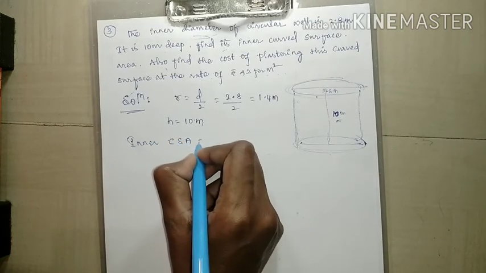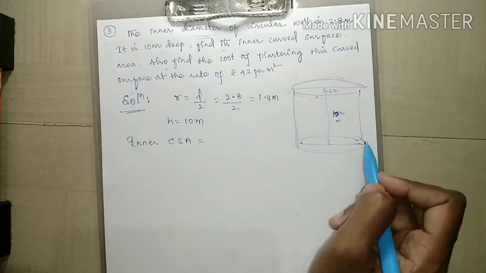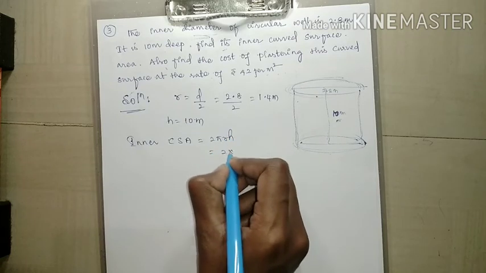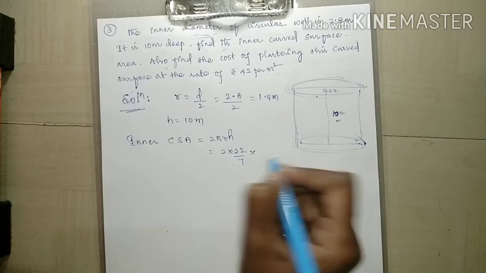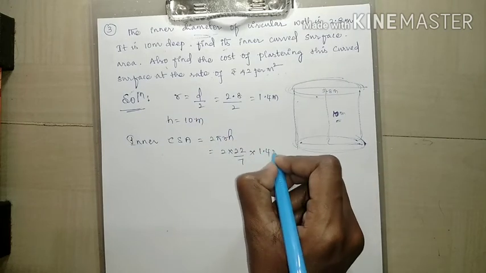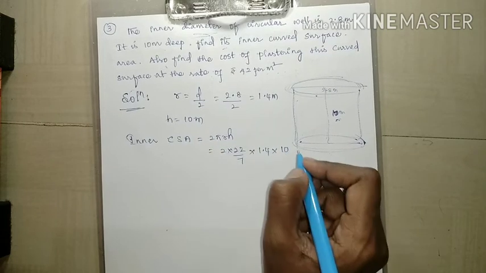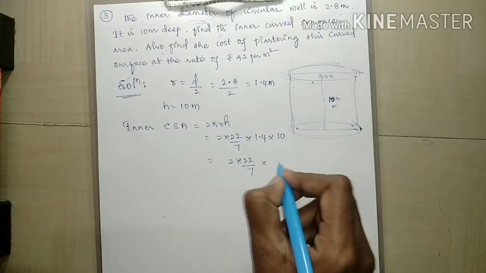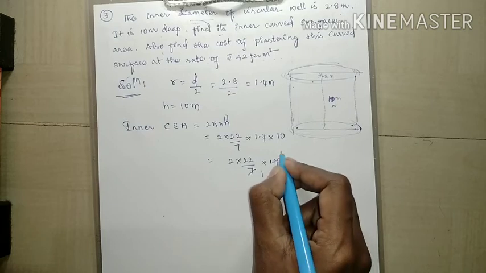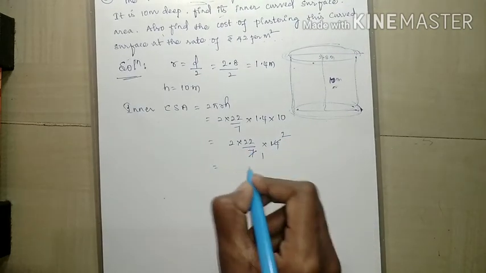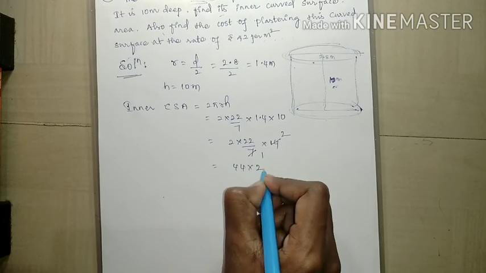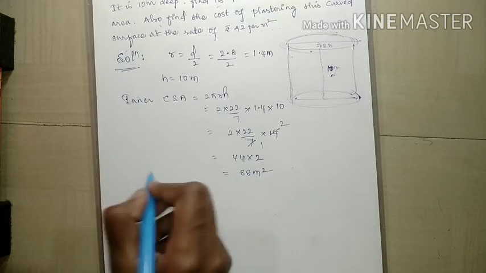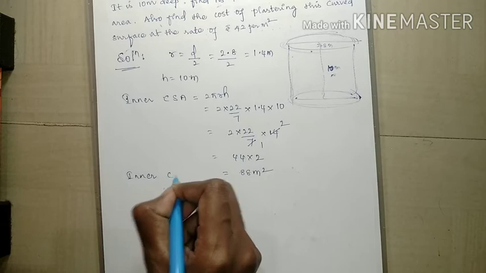So you have to find the inner CSA, that is curved surface area of a cylinder. This is in the form of a cylinder. So that equals 2 pi r h. So 2 into 22 by 7 into radius 1.4 into height 10. So this is equal to 2 into 22 by 7, 1.4 into 10 is 14. 7 twos are 14, so 2 into 22 is 44 into 2. That is equal to 88 meter square. So this is the inner CSA, curved surface area.